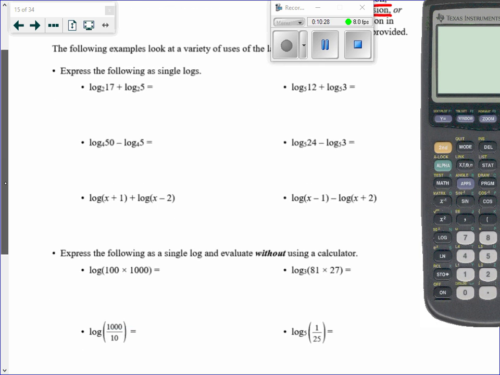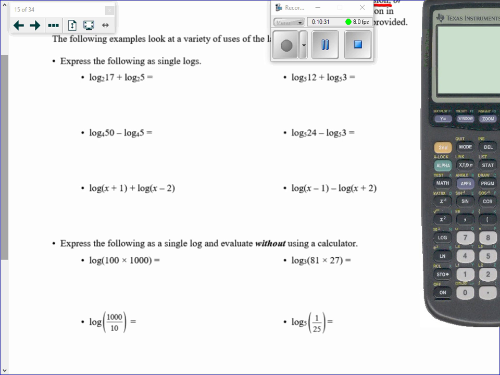The first one says we have log in base 2 of 17 plus log in base 2 of 5. Okay, well what I notice first of all is they're both in base 2. I can't use a law of logs if they're not in the same base. But because they're both in base 2, this is the exact same thing as saying log in base 2 of 17 times 5, which is log in base 2 of 85. If I calculate that on my calculator, 17 times 5 is 85.